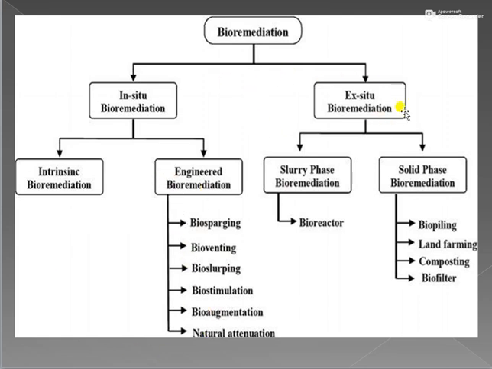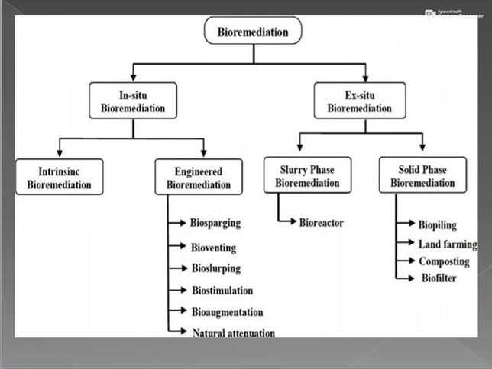Now, the other one is ex situ remediation, where you take the pollutant from that particular site and then do the remediation at a different place. Either you will do it in a reactor, by making it into a slurry, a watery type form, and then remediating it in a bioreactor, or, if it is in the solid stage and you do not treat it, you remediate it as such. That is called solid phase bioremediation, and you have different methods over here.